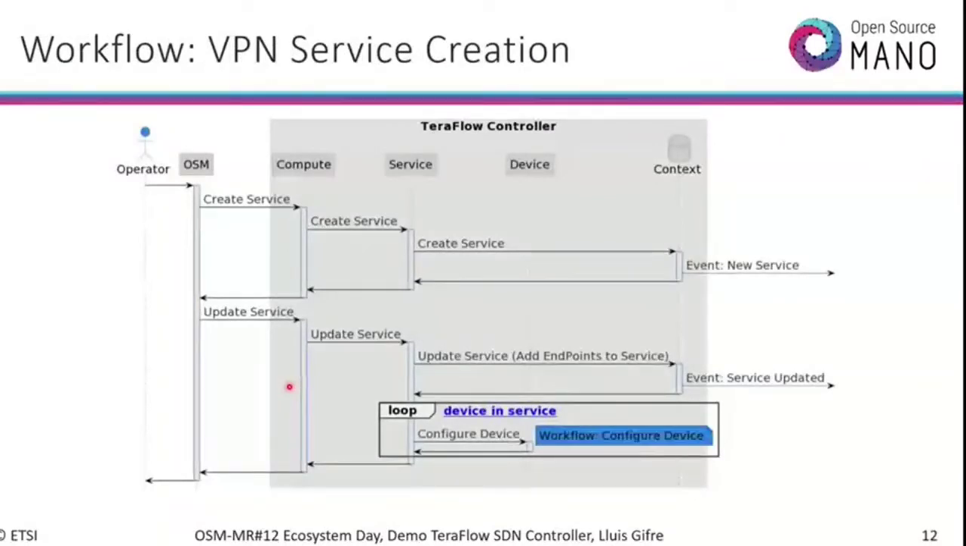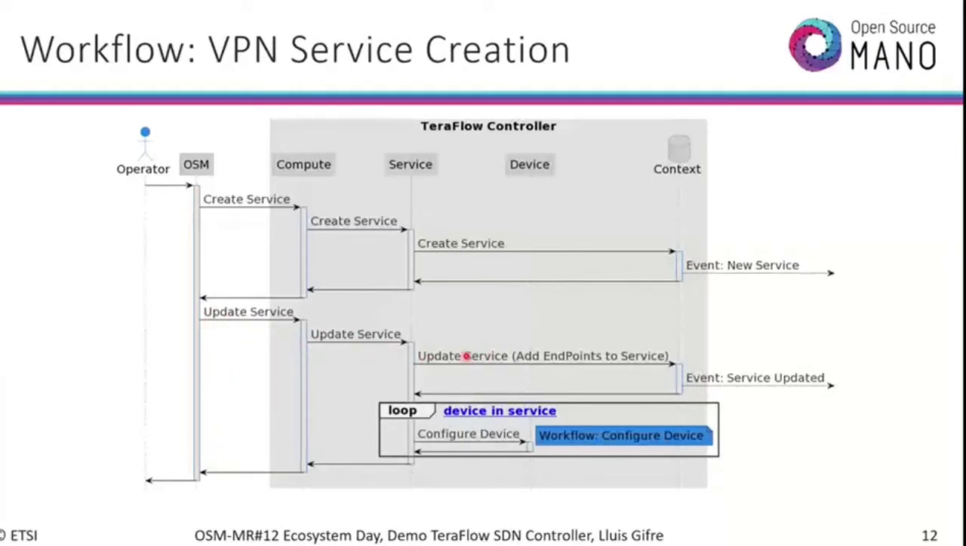This is the workflow that we use for this demonstration for the creation of the service. As soon as OSM creates the service, it delegates to the compute component. The compute component delegates to the service to compute the path, and so on. But in this first step, it just creates the service and stores it, because OSM requires a unique identifier for the service. So we just create the service to get the identifier, and then we populate the service with the appropriate endpoints.